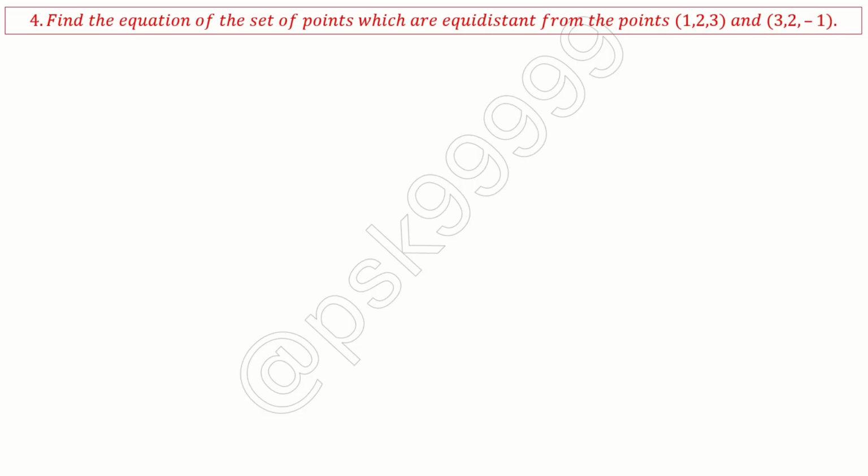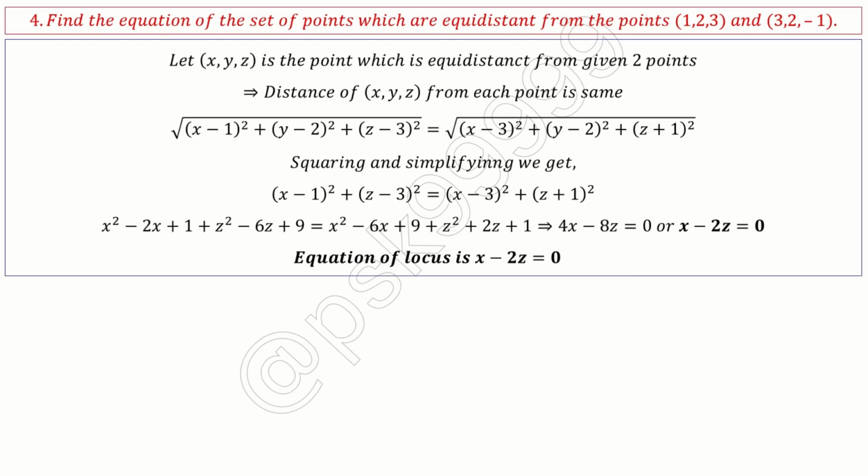Find the equation of the set of points which are equidistant from these points. Okay, so this is kind of a locus problem. You assume that the point is x comma y comma z, which is equidistant from the 2 points, and then you just apply the distance formula. The distance formula is the square root of (x1 minus x2) whole square plus (y2 minus y1) whole square plus (z2 minus z1) whole square.